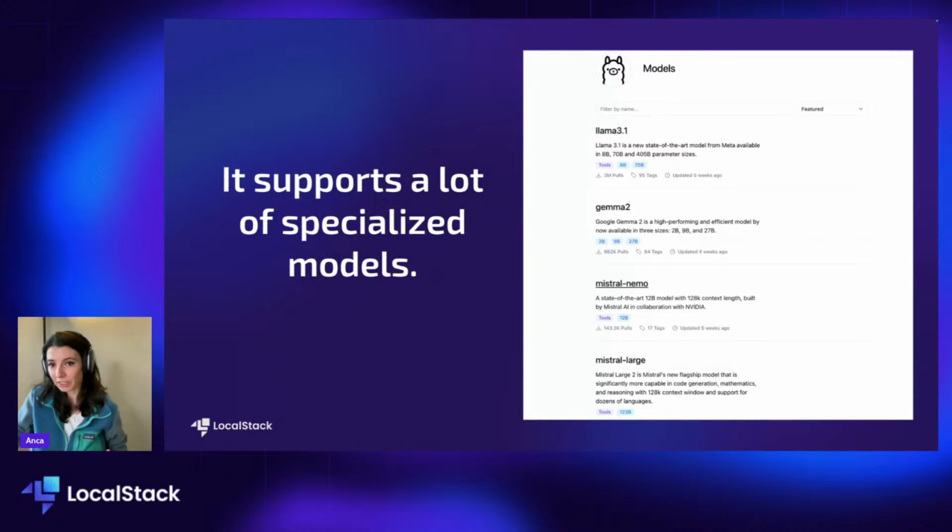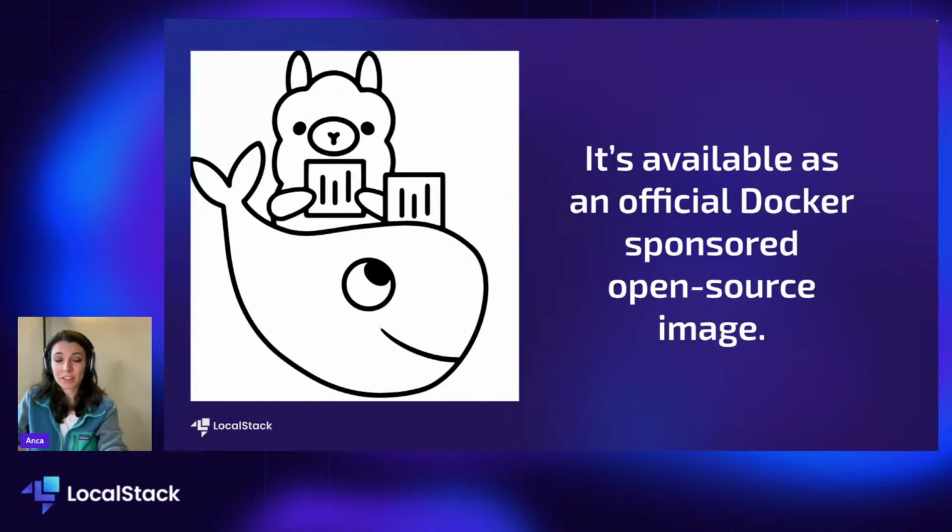Another great thing about it is that it supports a lot of specialized models, and you can go to their site and they have this hub where you can scroll through so many specialized pre-built models. And then you only have to do this Ollama run, and you give it the model and it will pull it on its own. You can also provide your own model, but then you would have to go on a different route, let's say.